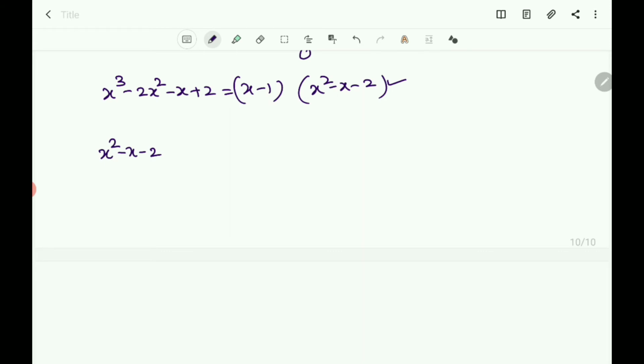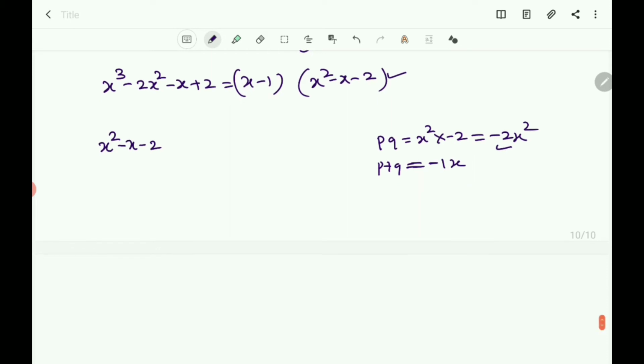Now here the product of the first and third term, that is PQ, is equal to x square into minus 2, that is minus 2x square. And P plus Q is the middle term. You know that here it is minus 1x. As the product has a negative sign, minus 2x square, the factors must have different signs. The product is negative means different signs, and the greater one has the negative sign, the smaller one has the positive sign.